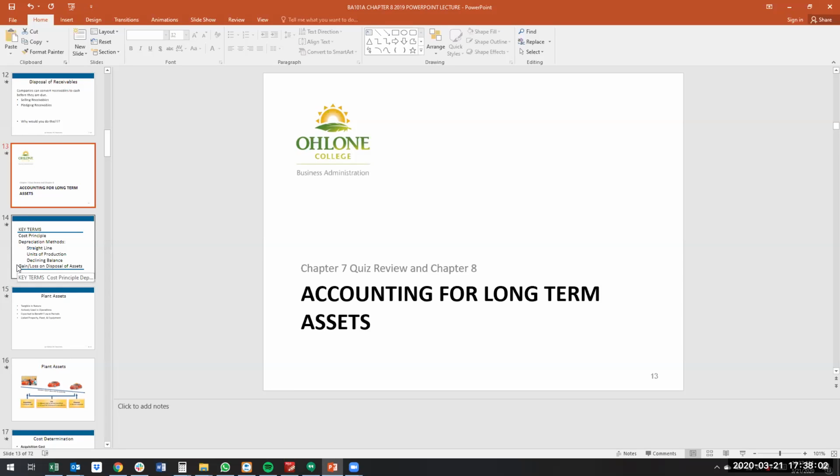Accounting for long-term assets. What are some long-term assets? Well, we've talked about a few, right? We've talked about plant, property, and equipment is generally what we're thinking of, right? So buildings, land, equipment, machinery, cars, anything that we can use over a year is going to be classified as a long-term asset.